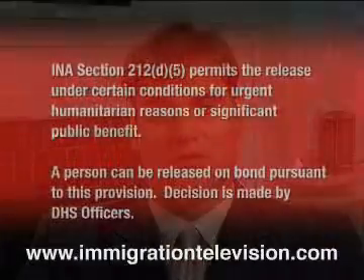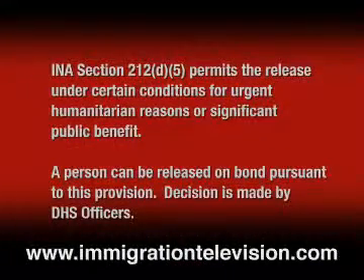Let us apply the first one to arriving aliens. Once again, arriving aliens can be taken into custody if not clearly and beyond a doubt entitled to be admitted. Traditionally, such individuals can be released pursuant to the parole provision, although in most cases one will unfortunately find that DHS, which is the U.S. Department of Homeland Security, will refuse to grant such a parole. INA Section 212(d)(5) permits the release under certain conditions for urgent humanitarian reasons or significant public benefit. A person can be released on bond pursuant to this provision.